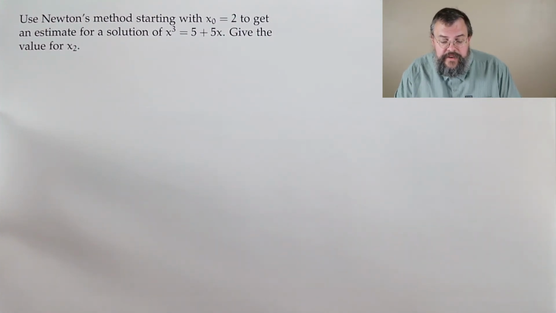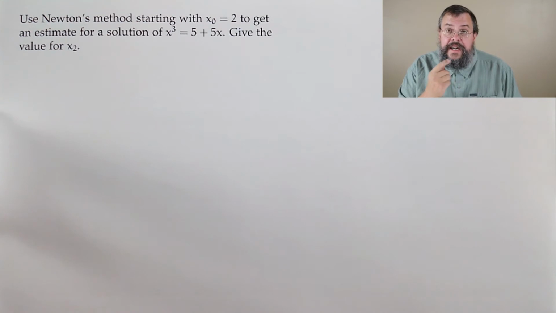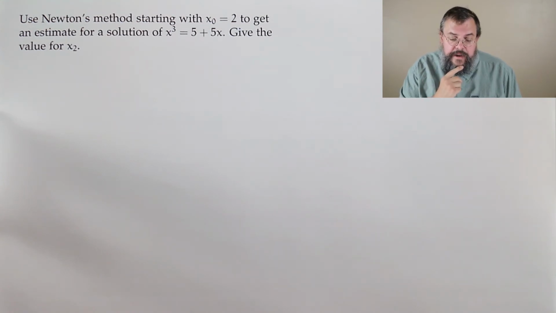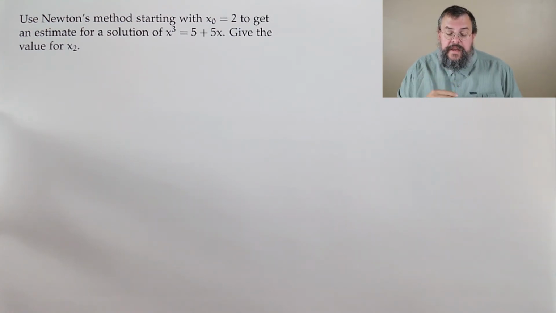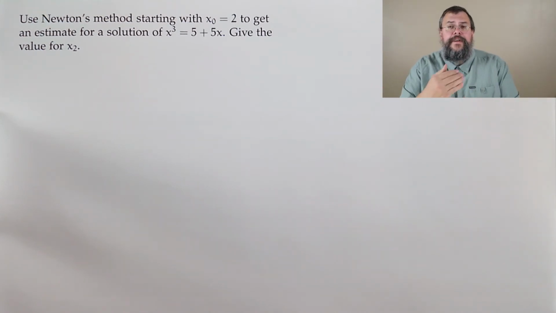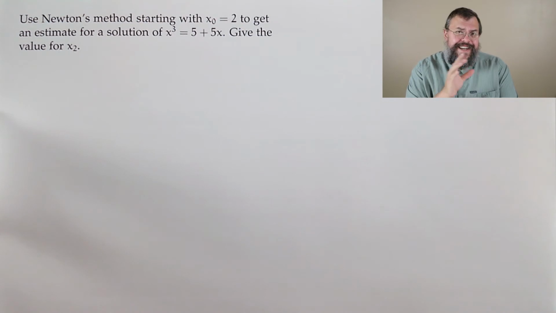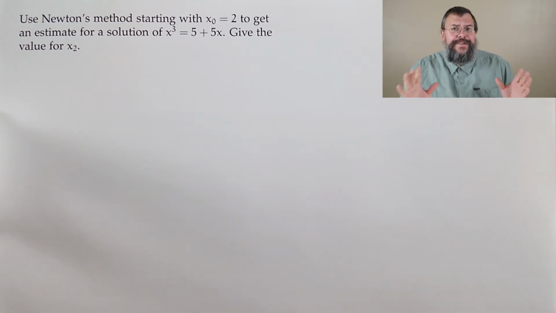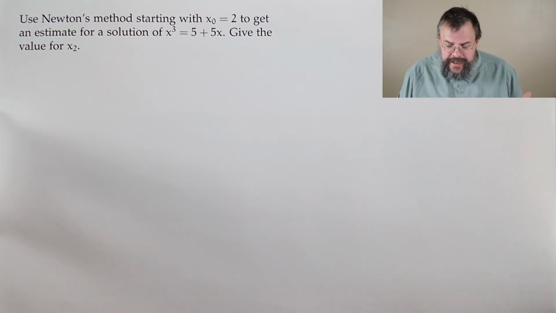Use Newton's method, starting with x0 equals 2, to get an estimate for a solution of x cubed equals 5 plus 5x. Give the value for x2. So we're going to have to do 2 steps. But you might want to say, wait a second, hold on. How is this Newton's method?